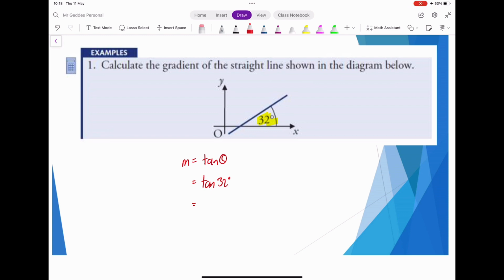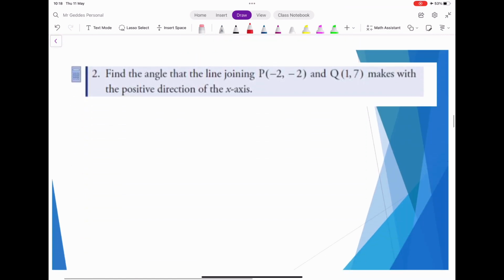The reason why this comes from SOHCAHTOA, opposite over adjacent, that's where we get this 32 from. So our gradient is 0.62. Now normally, as I said, you would leave it as a fraction if possible. This one you can't though, it has to be 0.62. It makes more sense to do it as 0.62. Okay, so we'll move on to this next one.